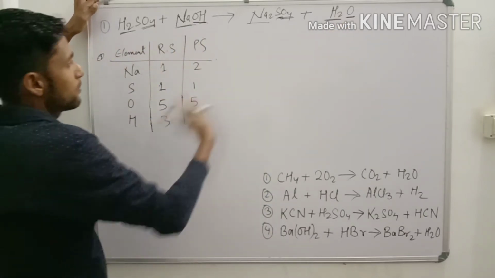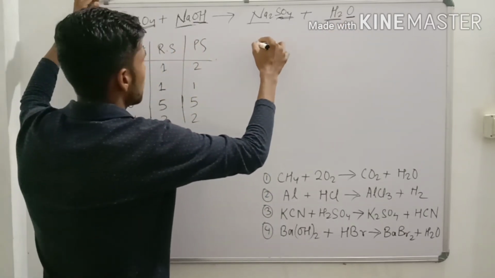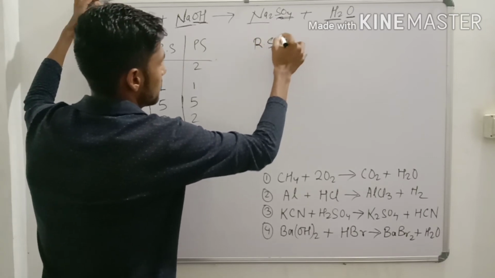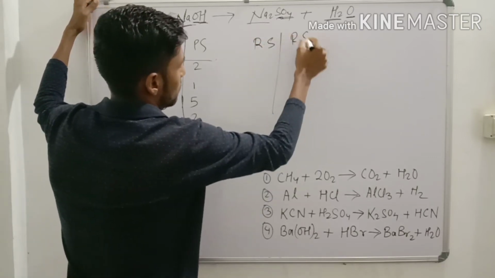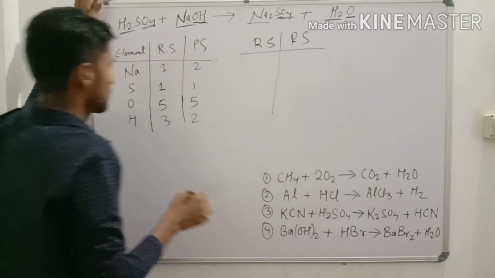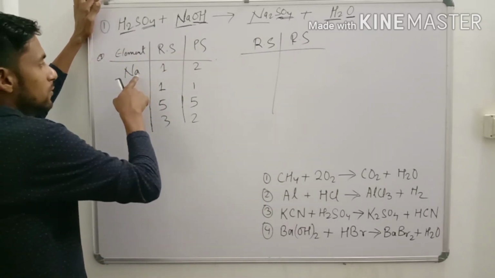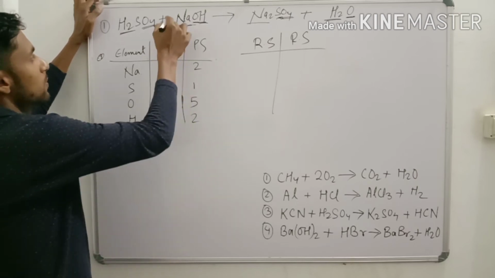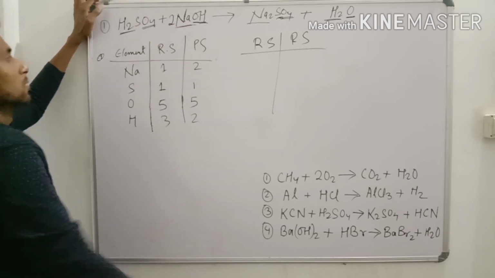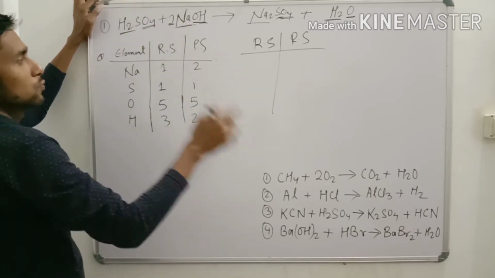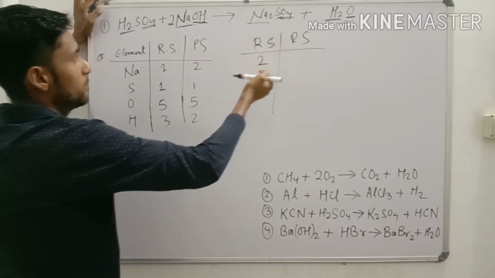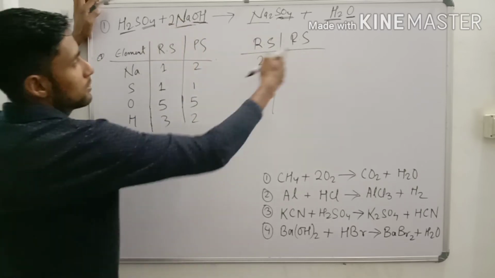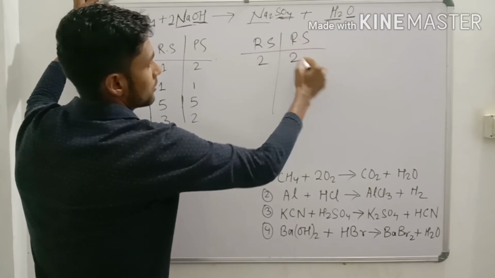So again I am making the same kind of list, reactant side and product side of the same elements. The number of sodium here is 1 and here is 2. To balance we should multiply this by 2, so that 2 Na means 2 atoms of sodium in the reactant side, and in the product side it is already 2.